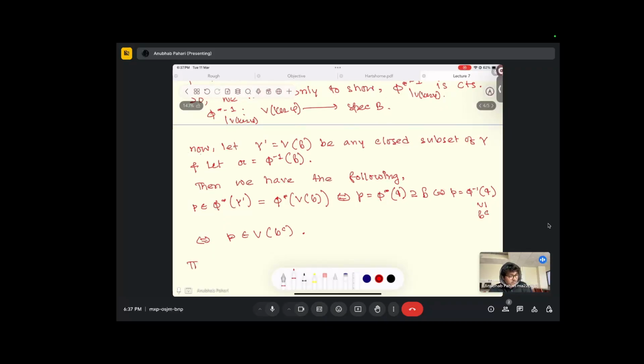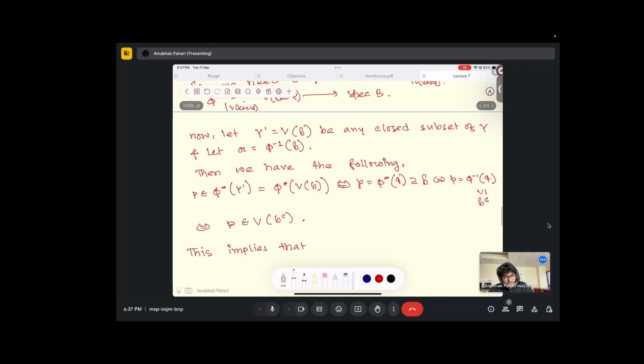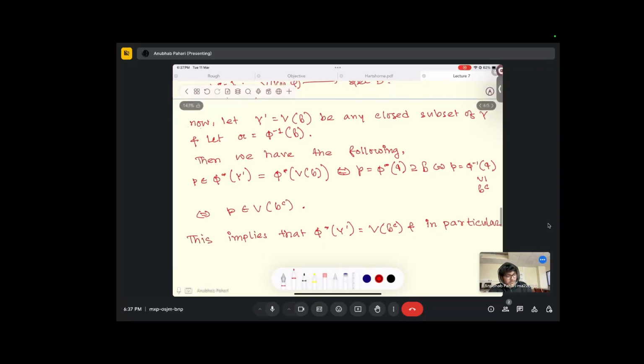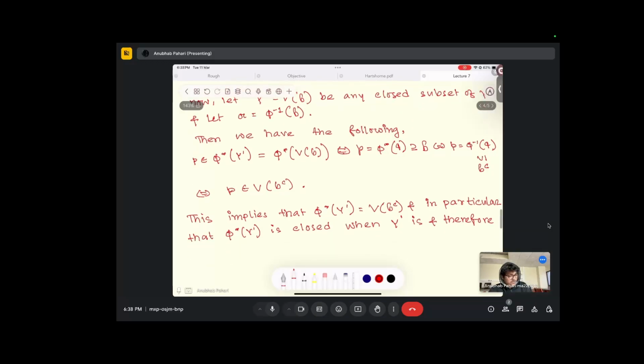So this implies that phi star of y prime equals to V of bc, and in particular that phi star of y prime is closed when y prime is, and therefore that phi upper star is a homeomorphism.